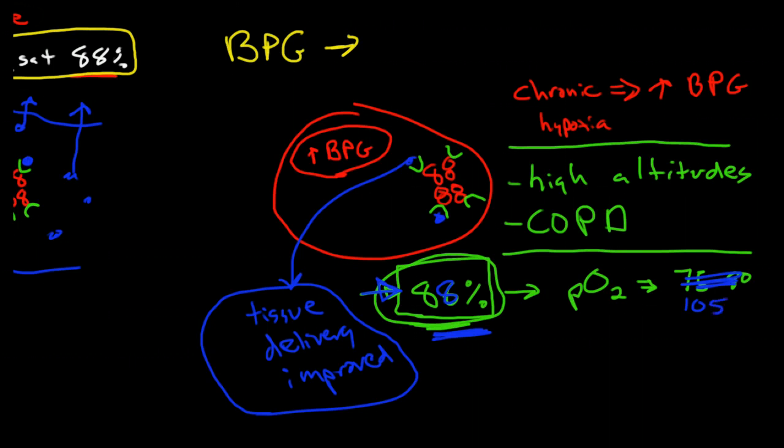but the oxygen that is available is going to be delivered to the tissues very, very easily, and this is all because of elevated levels of BPG that's being synthesized by the red blood cells in response to this chronic hypoxia. Okay, so that is my explanation of the oxygen hemoglobin dissociation curve, and please let me know if you have any questions.